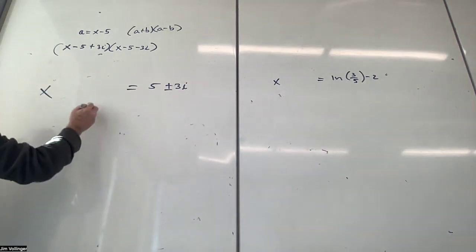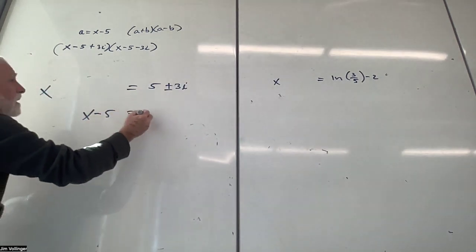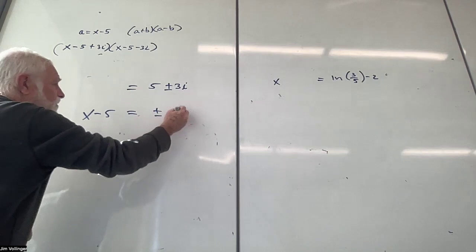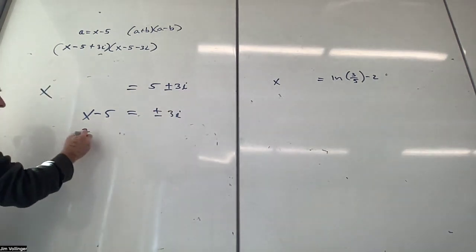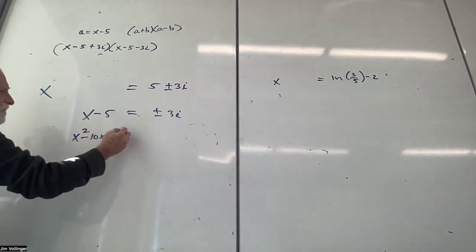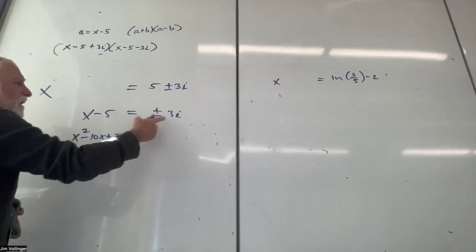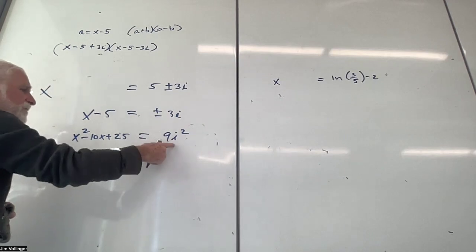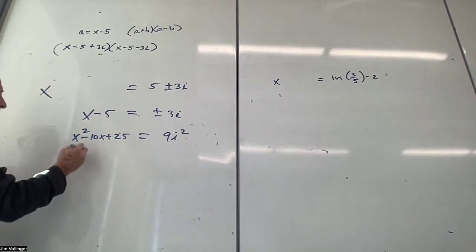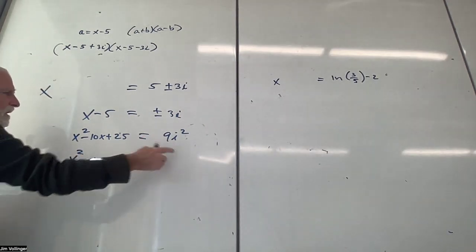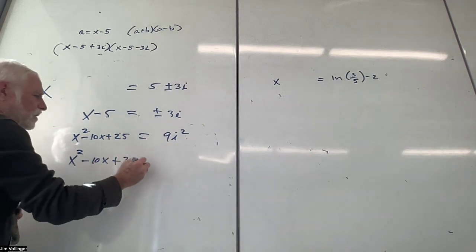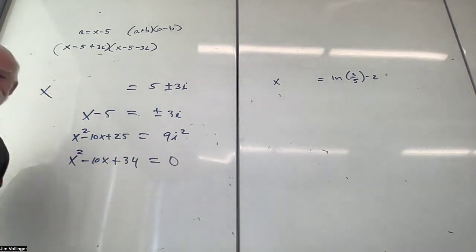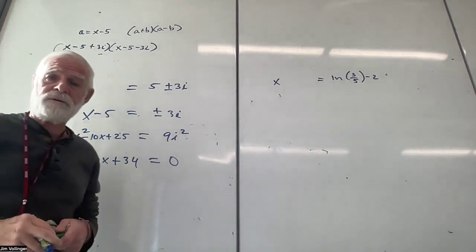And so what would you do? You would subtract 5. That would leave plus minus 3i. You still get your binomial squaring: x squared minus 10x plus 25. And if we square the left side, we do need to square the right side. That gets you 9i squared, which is negative 9. And x squared minus 10x, negative 9 to the other side, is 34. And we've got our answer using inverse operations.